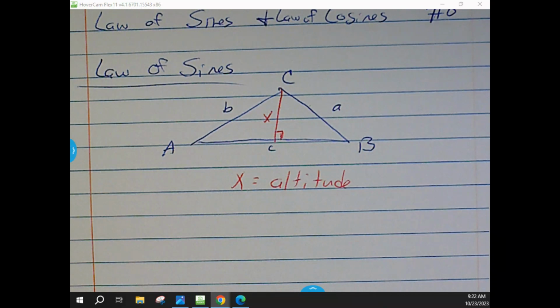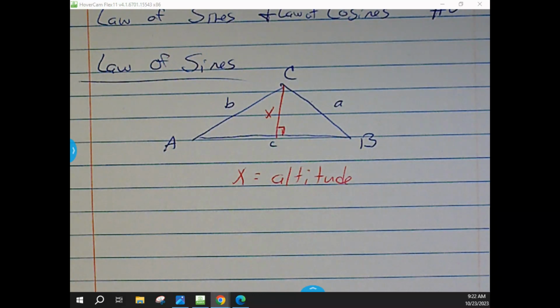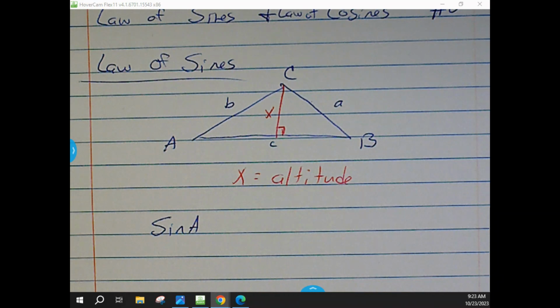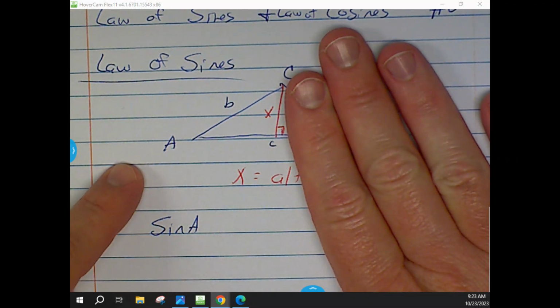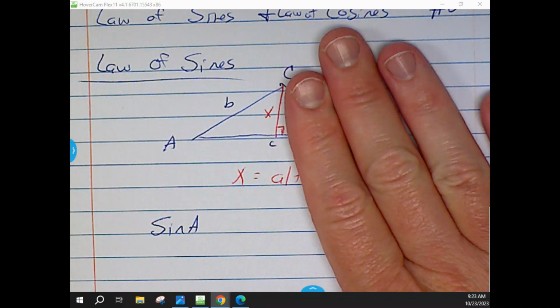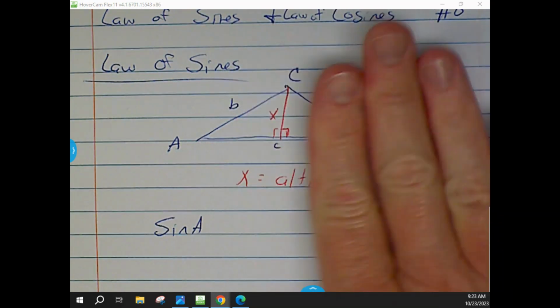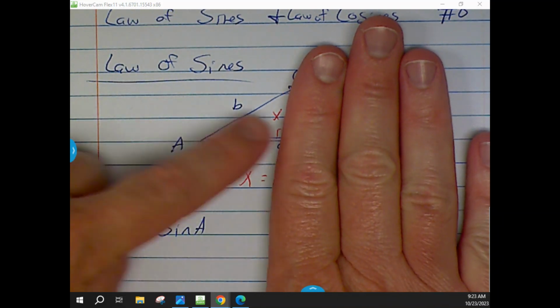And basically, what law of sines says is this: you've got a couple options of things you can do with this one. Still thinking about SOHCAHTOA sitting in the background. If we talked about sine of A, and we covered this part of it now, sine of A would equal X over B. If we cut this part off and drew a right angle through here, sine of A would equal X over B.